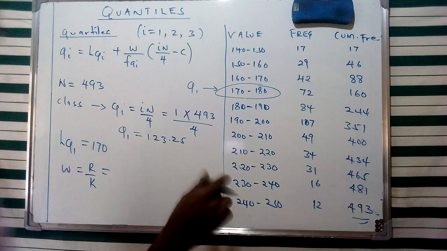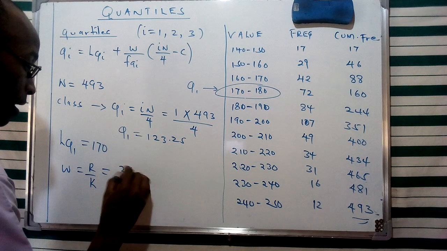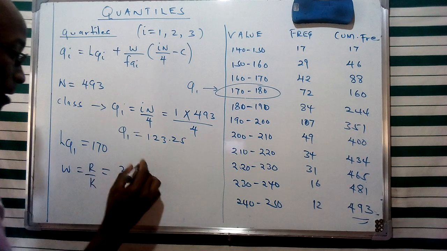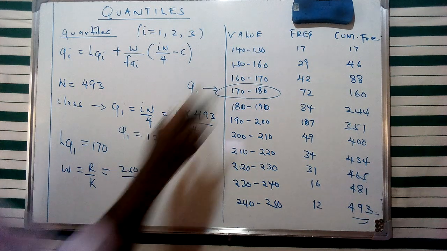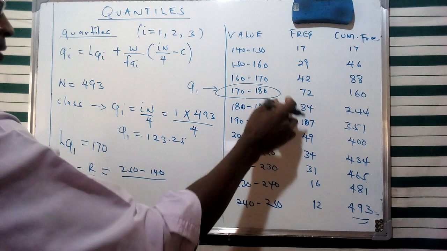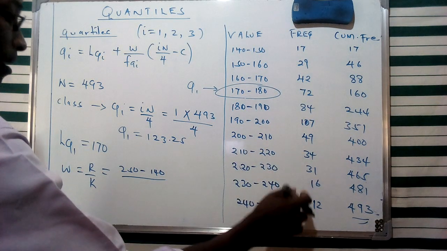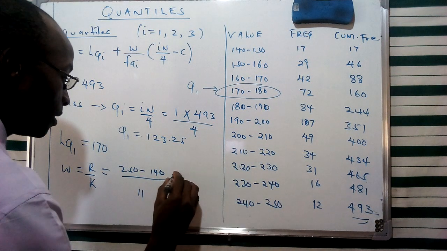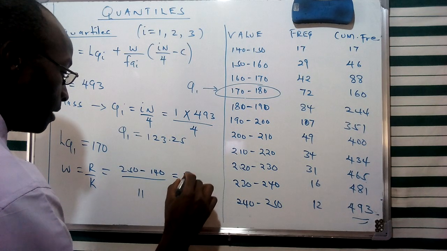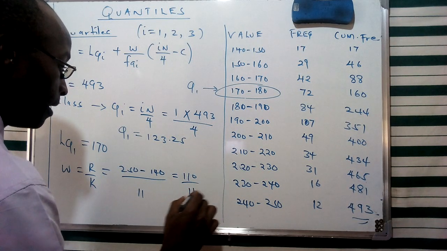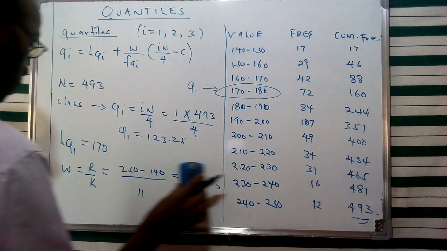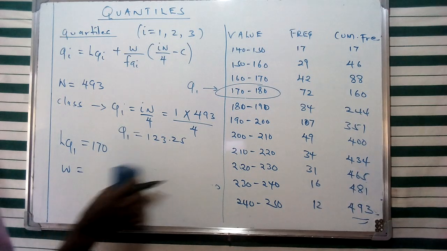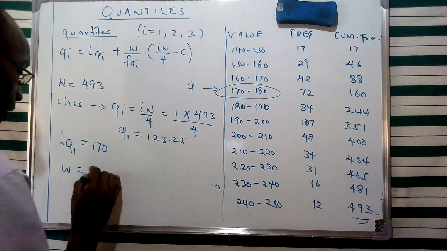So this is going to be the difference between 250, which is the range, minus 140, divided by the number of classes, which is 1, 2, 3, 4, 5, 6, 7, 8, 9, 10, 11. So this is going to be 110 divided by 11, and this gives us the value of W representing a 10, and therefore the class size W is equivalent to 10.